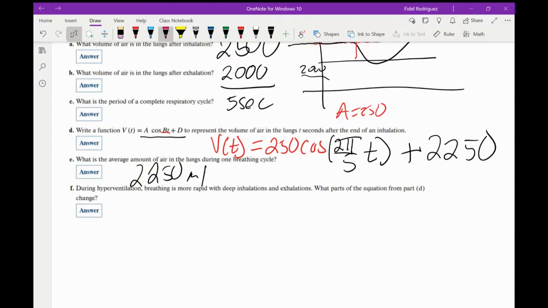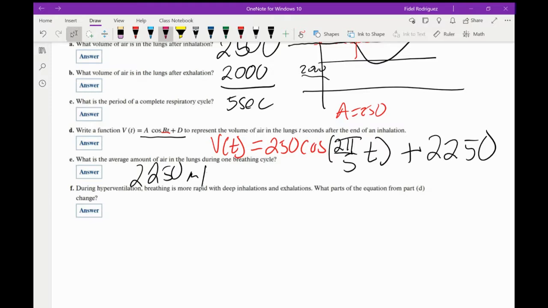What value is the period here? What value affects the period in these letters A, B, and D? B. B is going to change, right? When you hyperventilate, it also says that we're not only more rapid, we have deeper inhalation, right? So what else is going to change?